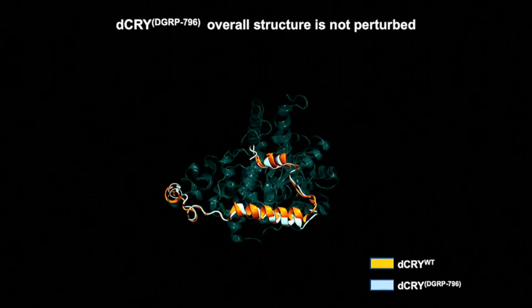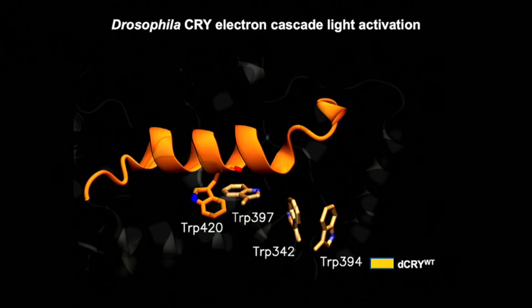But then we looked at a couple of clear and key residues, which are these tryptophans here, which are thought to be responsible for the electron cascades in responding to the light. So electrons are channeled from one tryptophan to the other and ultimately activate the light response pathway, right?